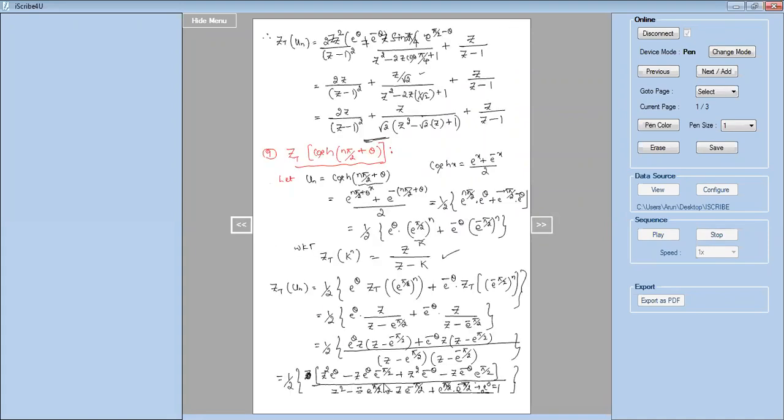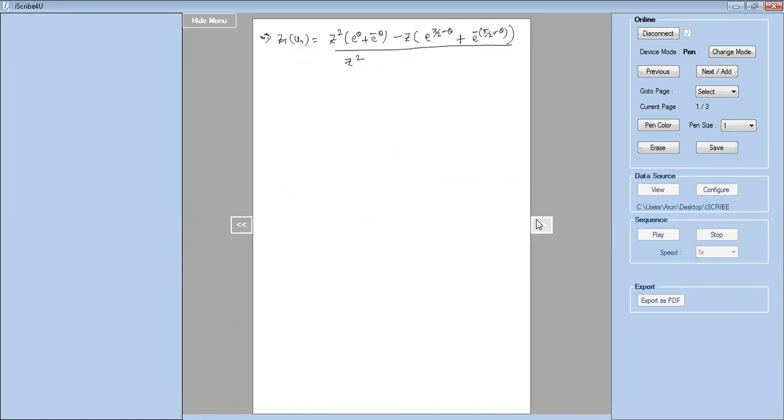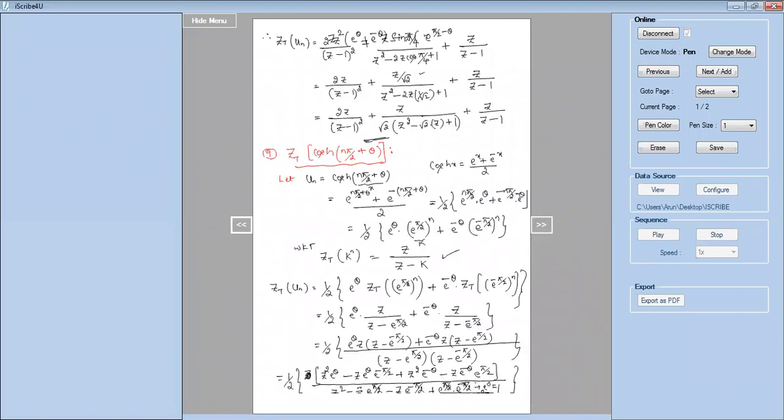Next, from these two I can take minus z common. If I take minus z common, it is e power pi by 2 plus e power minus pi by 2, and anyway the last term was 1. Right, so I'm just taking the common factor. Minus z common here, it is e power pi by 2 plus e power minus pi by 2, and this term is already simplified. It is e power 0, and e power 0 was 1. And here only this term you have to see.